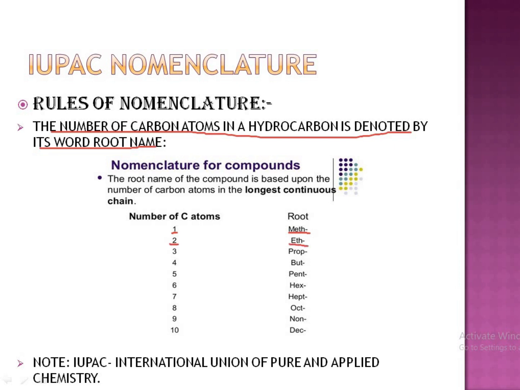For 2 carbons it will be eth. For 3 carbons it will be prop. For 4 it will be but. For 5 it will be pent. For 6 it will be hex. For 7 it will be hept. For 8 it will be oct. For 9 it will be non, and for 10 it will be dec. So these word root names are very important for naming of hydrocarbons.